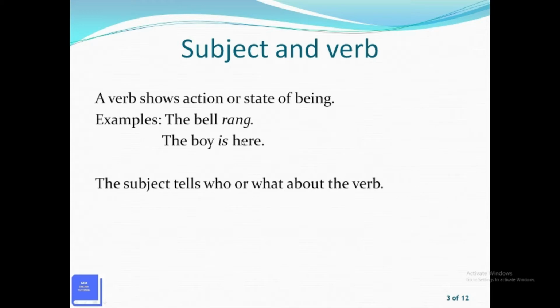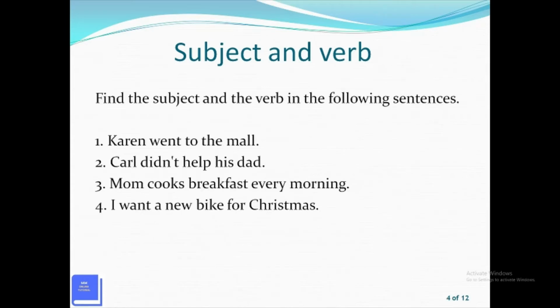Let's see some examples. The bell rang and the boy is here. So in the sentence, the bell is the subject and rang is the verb. Here the boy is the subject. So let's see some more sentences to find the subject and verb. Here there are four sentences, and we need to find which is the subject and what is the verb.